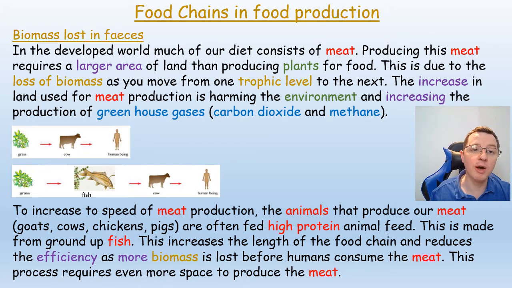So if we're going to do that, we need to consider the biomass in food chains, and in particular how we lose biomass as we move from one trophic level to the next. So if we think about the developed world, much of our diet consists of meat, and producing this meat requires a large area of land, a much larger area than producing plants for food. And this is all due to the loss of biomass as you move from one trophic level to the next.